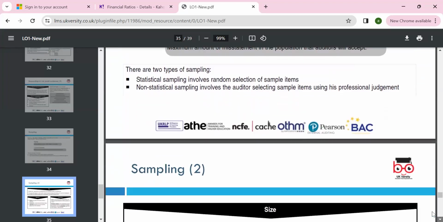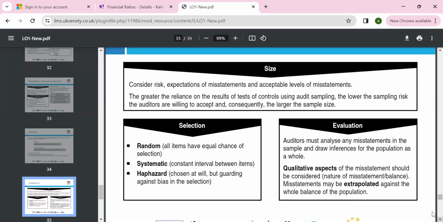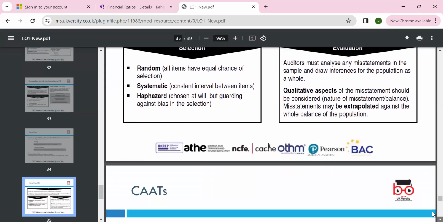Two different sampling methods can be used, and sometimes even convenience sampling. They consider the risk, expected misstatements, and acceptable levels of misstatement that are not material, and the size of the sample needed. Selection can be random or systematic, whichever is appropriate, guided by avoiding bias. In the evaluation, the details must be analyzed for material misstatement, the qualitative aspect as well, their opinion, and the quantitative aspect, the numbers.